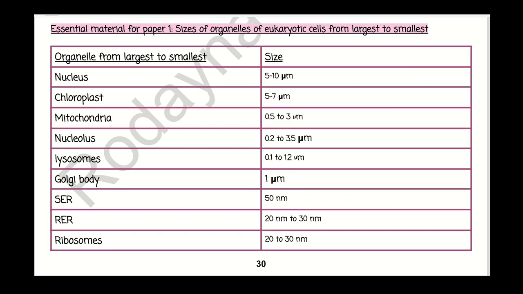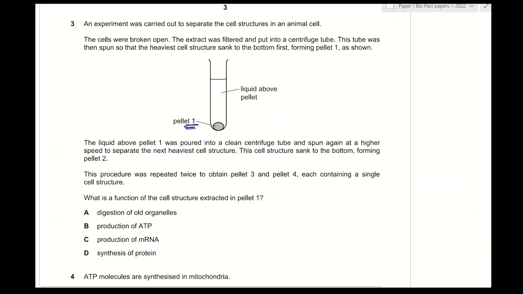So, coming to our free Topic 1 notes, here we have a table with the sizes of cell structures from largest to smallest, and as we see here, it's going to be the nucleus, then the chloroplast, then the mitochondria. Therefore, the heaviest structure is going to be the nucleus. And here, the function of the nucleus is definitely going to be the production of mRNA during transcription.